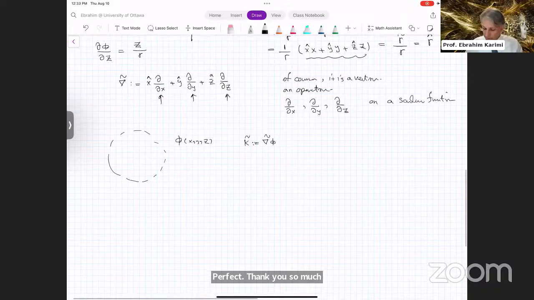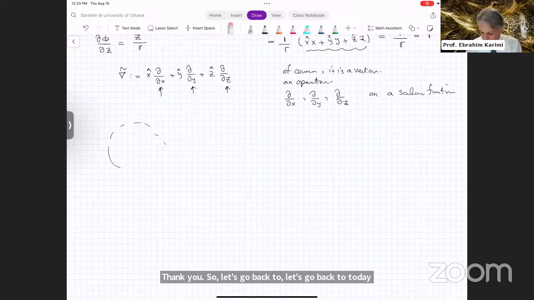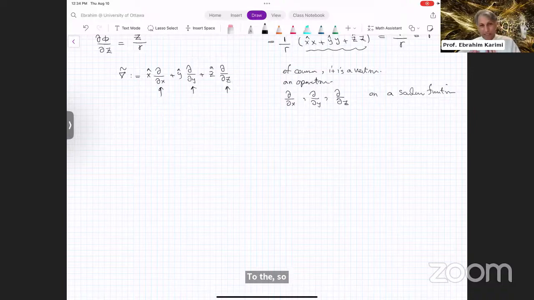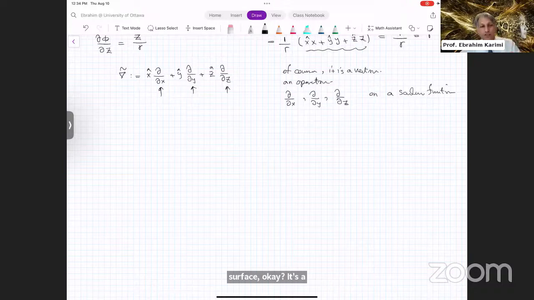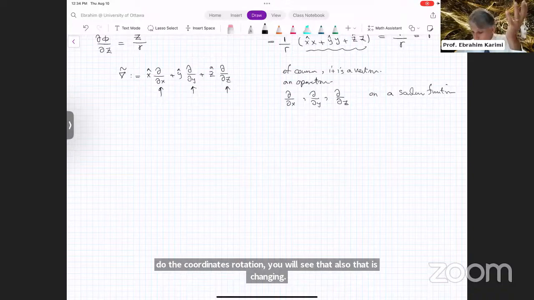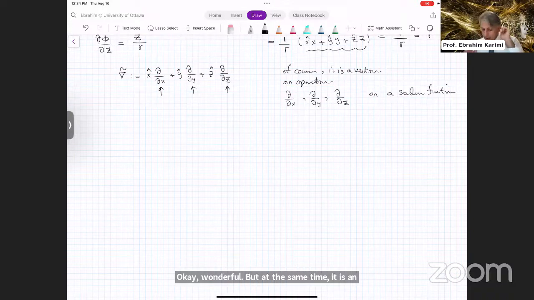So let's go back to the gradient. Remember, as I said, gradient is complicated in some sense. The physical meaning is beautiful: it is normal to the surface, okay? It's a vector because if you do the coordinate rotation, you will see that it also changes. Wonderful. But at the same time, it is an operator. So let's treat it like a vector for the time being.